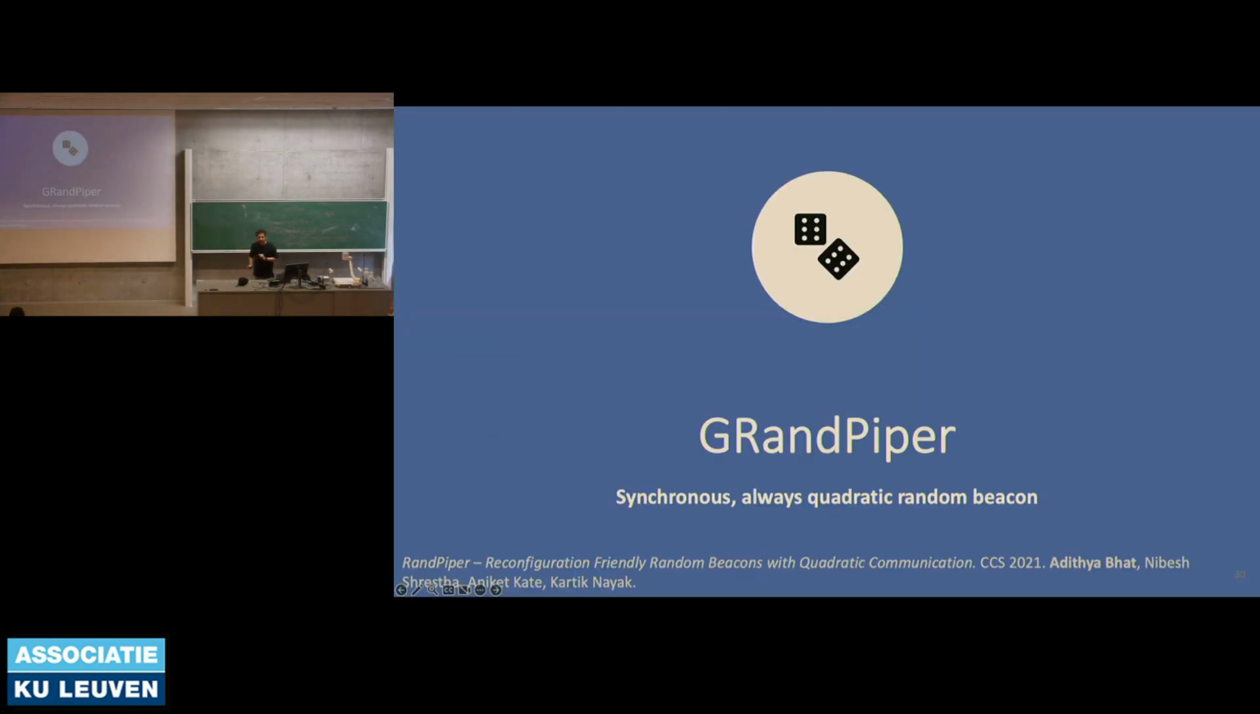So let's look at construction 1. This is called G-Randpiper. Randpiper is our SMR protocol, the first SMR protocol, and G is for good Randpiper. So it's a good scheme. It's a starting scheme. It's training wheels, randomness beacon training wheels.